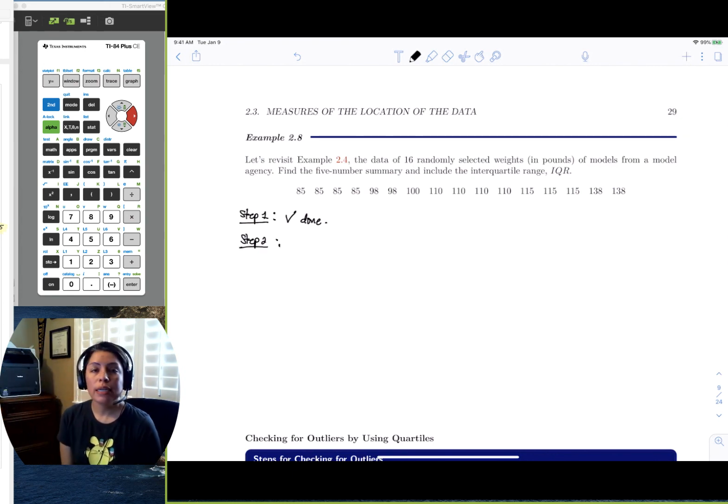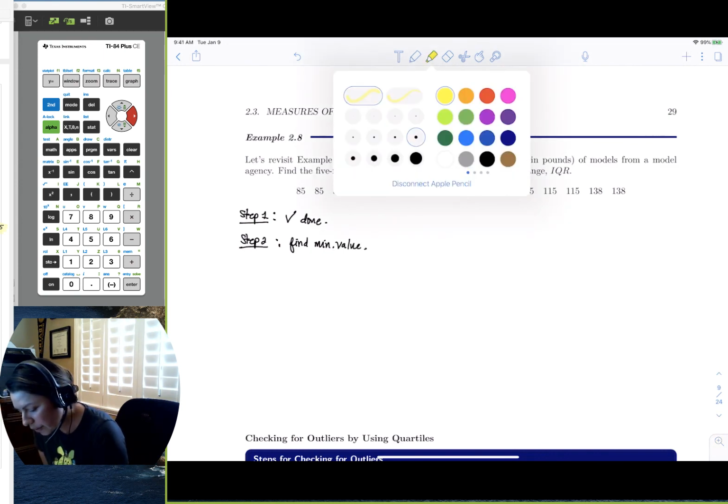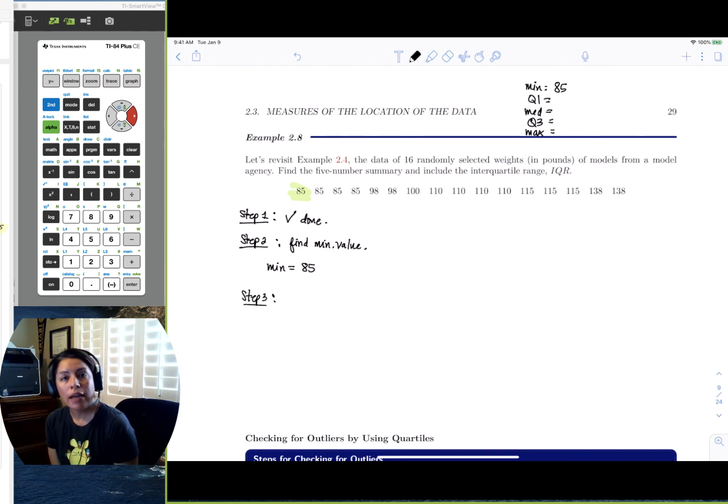Step 2 is we can find the minimum value once it's in order, right? So let's go ahead and identify the minimum value. So the minimum value we can see is 85. Great. And so let's go ahead. I'm going to do it up here where it's like min, Q1, median, Q3, and then max. So we just need these 5 pieces, right? So step 3 is to find the median.